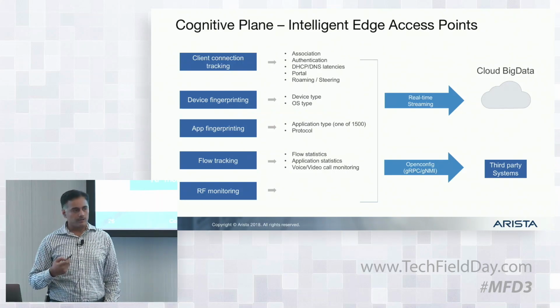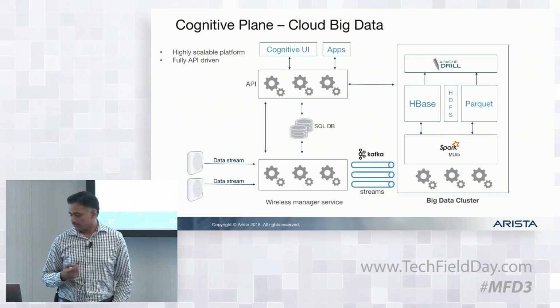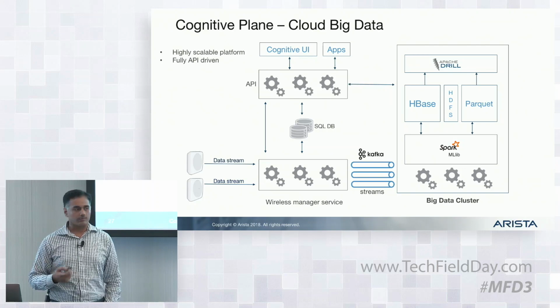So the access points stream this much state, and there can be thousands of access points per customer and thousands of customers. So what kind of cloud is required to handle that volume of data? Of course, a very highly scalable cloud platform is required.